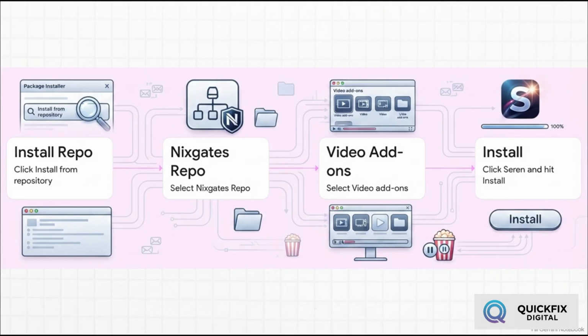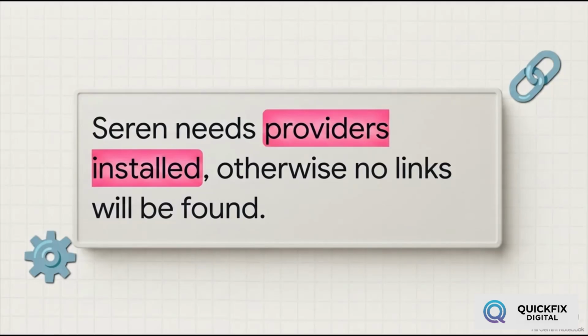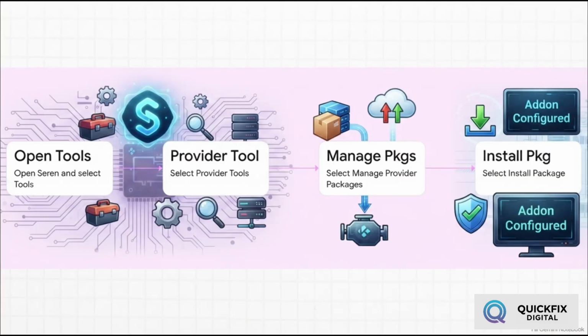But hey, don't grab the popcorn just yet. We're not quite done. Phase 3, Provider Setup. Let's get those scrapers installed. I really want to emphasize why this step is absolutely crucial. If you stop right now, your shiny new Seren add-on is, well, essentially an empty shell. The documentation is super clear on this. Seren absolutely needs providers installed and set up. Otherwise, zero links will be found. Think of this specific patch as the actual engine of the add-on. Without it, you're going nowhere fast. So, let's get that engine dropped in.